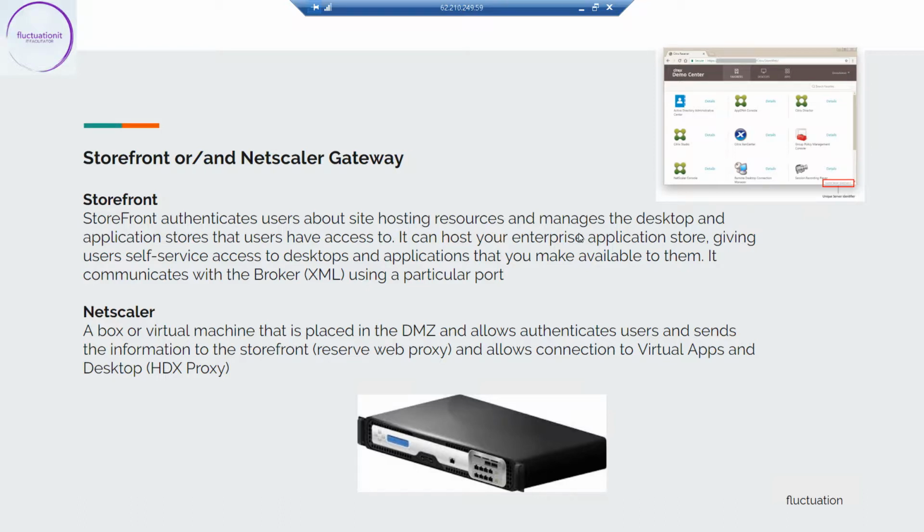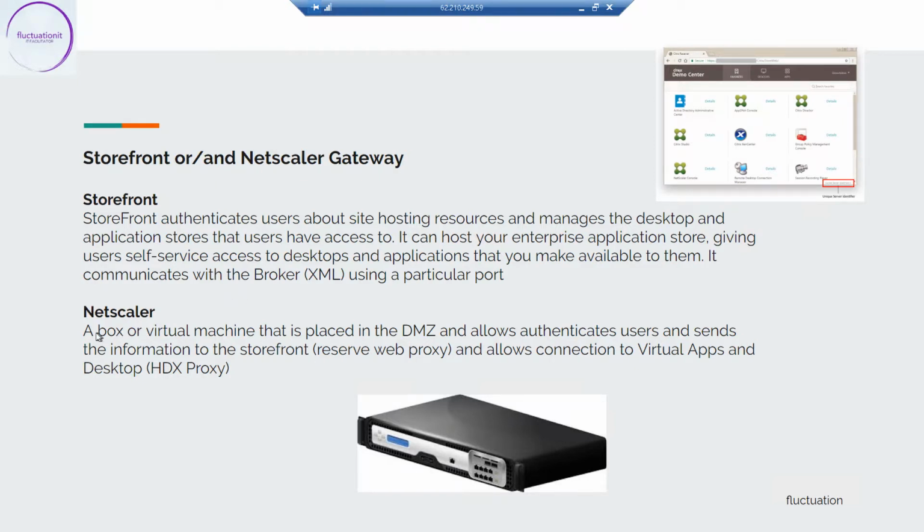It can host your enterprise application store, giving users self-service access to the desktops and applications that you make available to them. So it's really like a self-service. Okay, I have a page where I can see all my applications and my desktops. It can be a server desktop or it can be a VDI desktop, and it communicates with the broker using a particular port. By default, the storefront communicates with the delivery controller on port 80. But if you install a certificate on the broker, the storefront will connect through 443, of course.